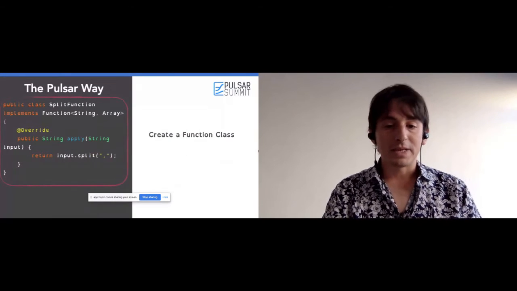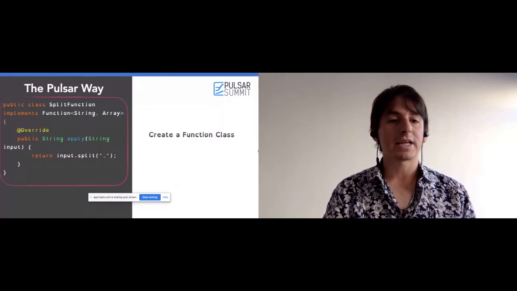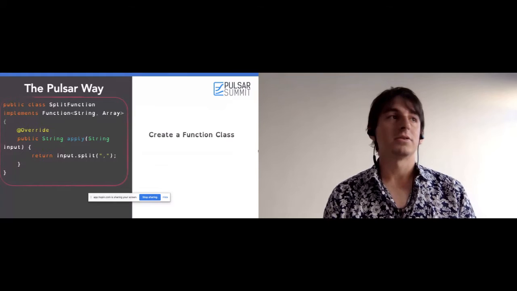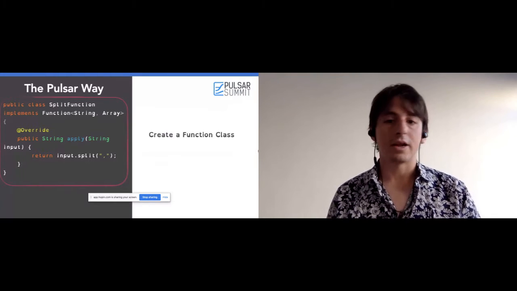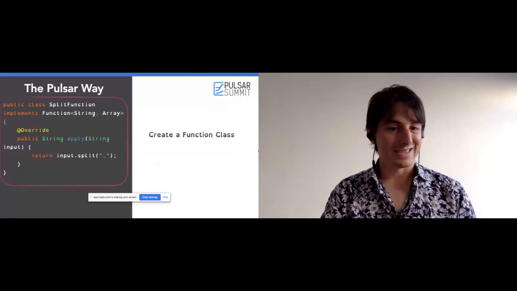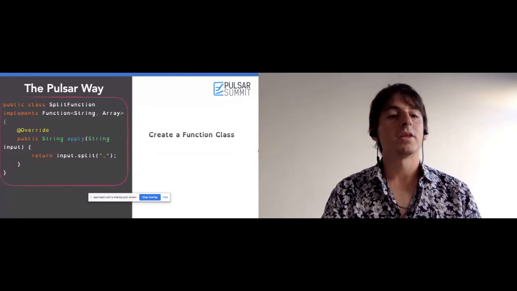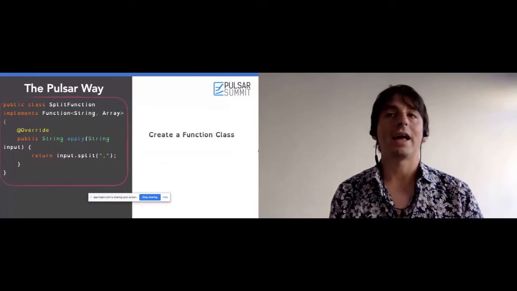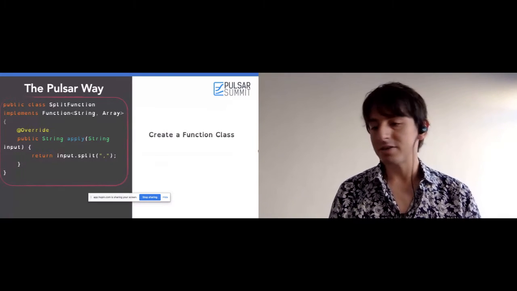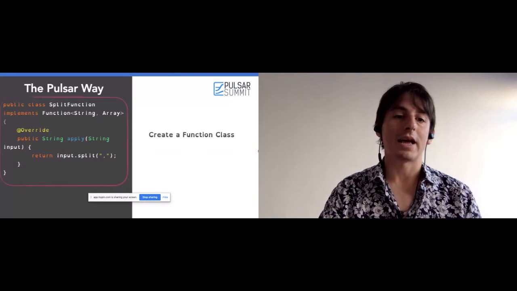And it's extremely simple to do. You just have to define your function. This is Java, but Pulsar Functions support Go, Python, and Java. And we have our function split by commas. It's a simple function. This function, by the way, that I am implementing is the normal Java 8 function API. It's not Pulsar specific right now.